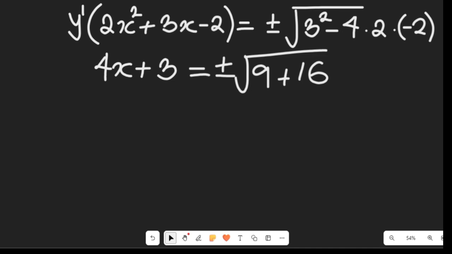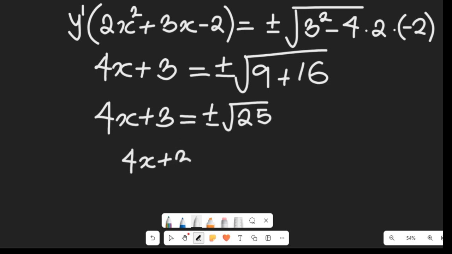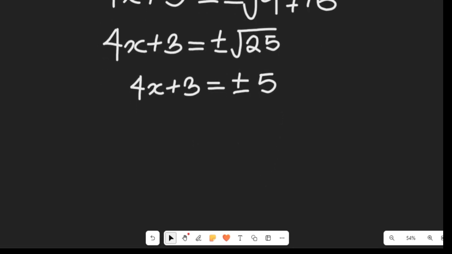In the next step, this becomes 4x plus 3 equal to plus or minus the square root of 9 plus 16, which gives us the square root of 25, a perfect square. So we're going to have 4x plus 3 equal to plus or minus 5. From this expression, we can simplify to get the values of x.